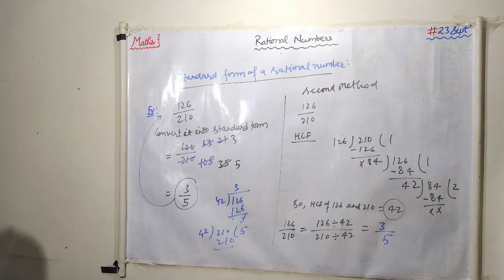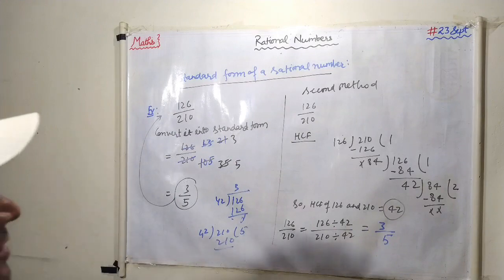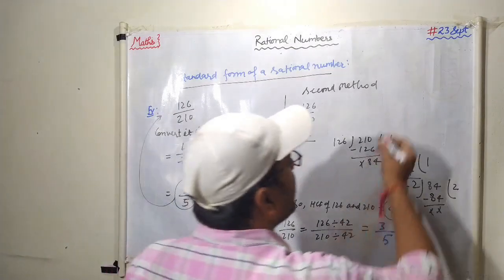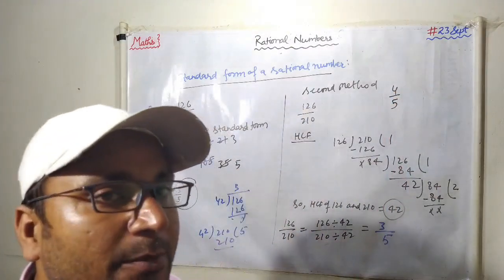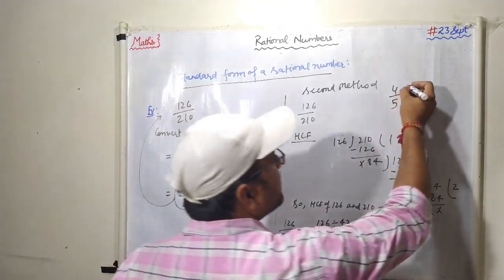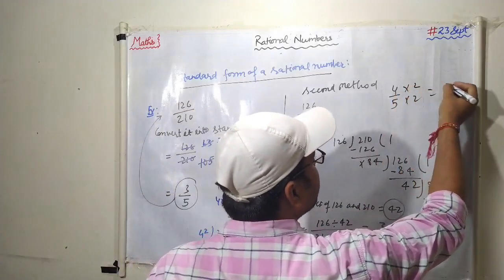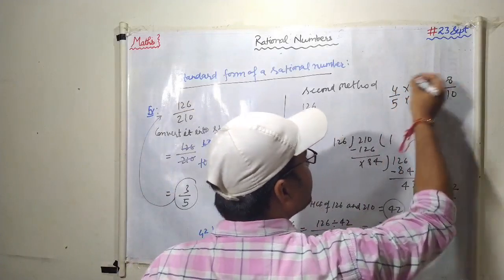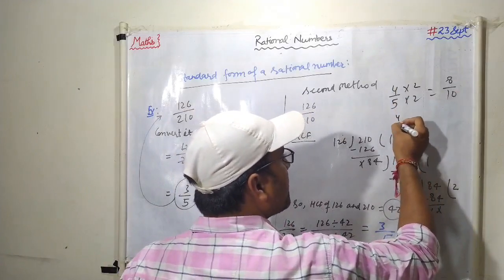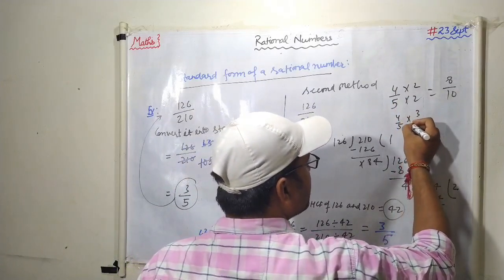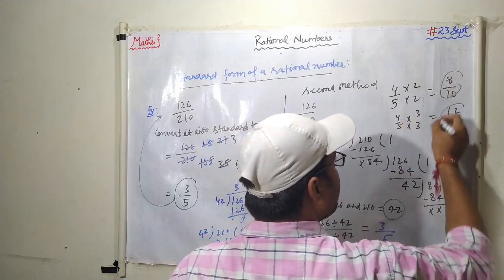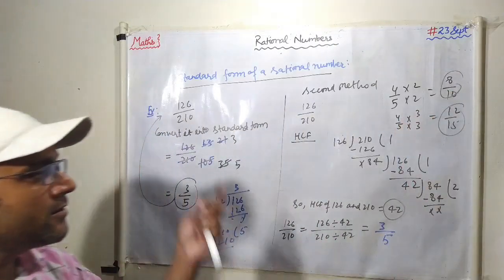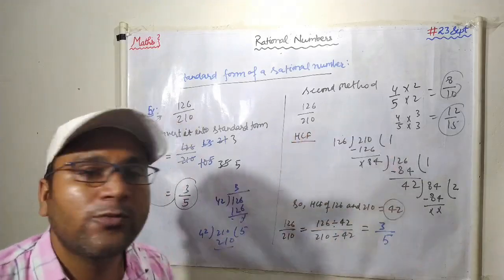A few other examples are also given in your book. To find the equivalent rational number is also very easy. Find two equivalent rational numbers of 4 upon 5. By multiplying by 2 in both numerator and denominator, you will get 8 upon 10. It is equivalent to this one. 4 upon 5 multiplied by 3 in both numerator and denominator gives 12 upon 15. So 8 upon 10 and 12 upon 15 are both equivalent to 4 upon 5.